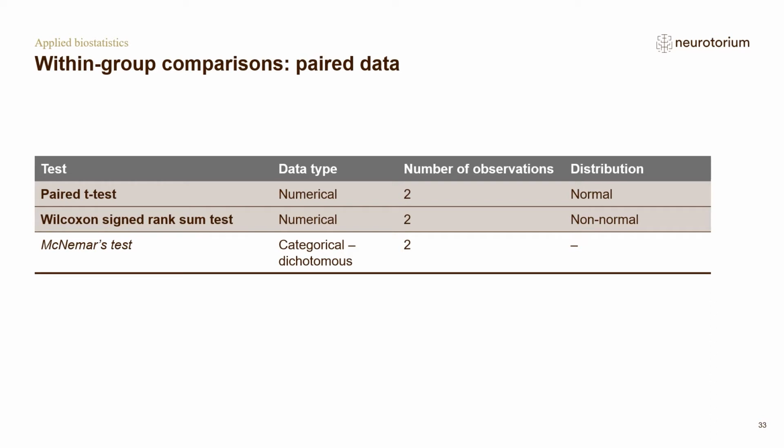When you look at the same group over time and compare it with itself, then you would do a paired t-test for normally distributed data, and for non-normally distributed data, the Wilcoxon signed rank sum test. And the McNemar test would be for categorical dichotomous variables.